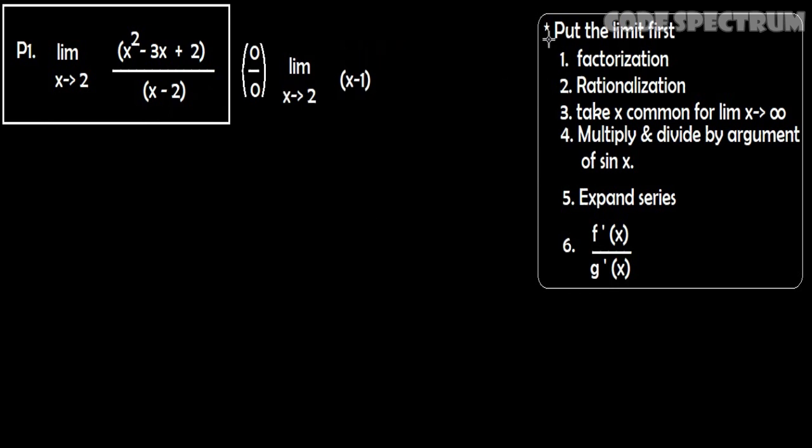Now let's do the start point. Put the limit first. Now if you put the limit, it becomes finite, which is 2 minus 1, which gives you 1.